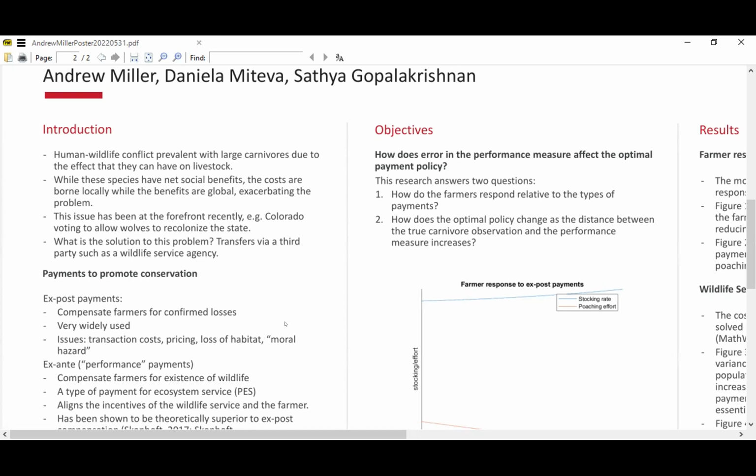And that gets at this issue of these species having net social benefits for the population as a whole, whether those are non-use benefits, just knowing that the ecology is complete and that there are wolves or lions out there, these large carnivores, or whether they're even experiential benefits where people go to parks and get to observe the wolves and that kind of thing.